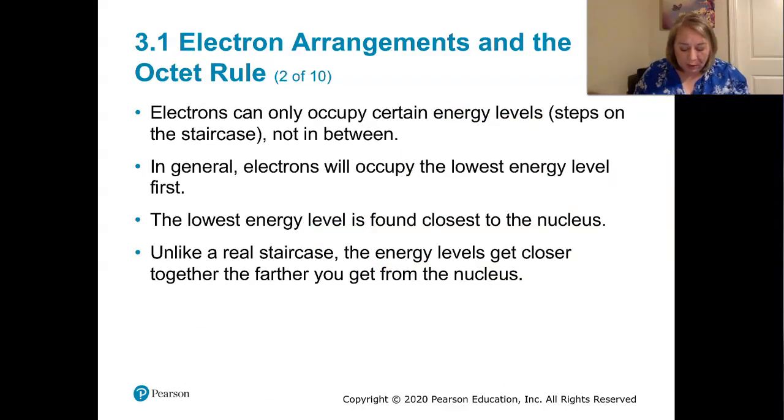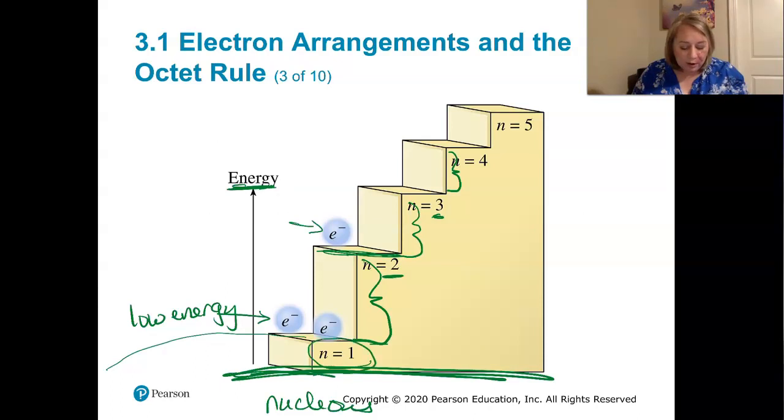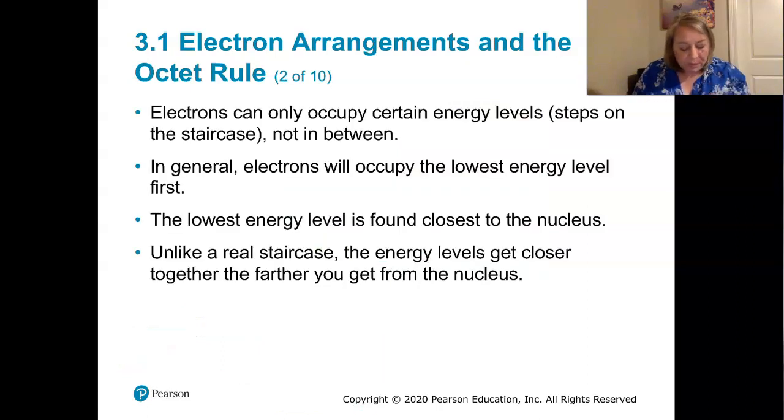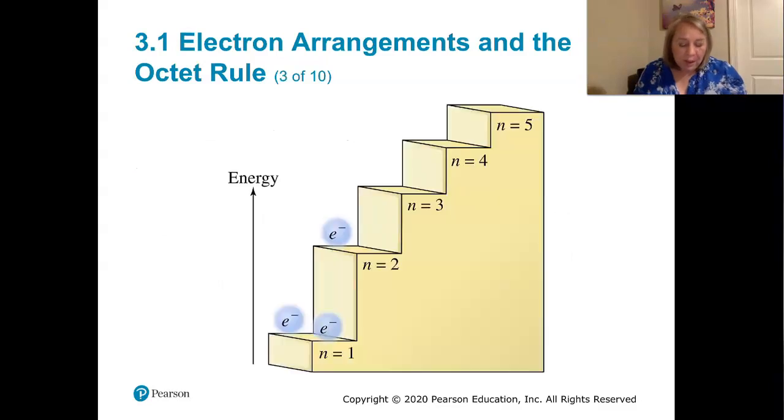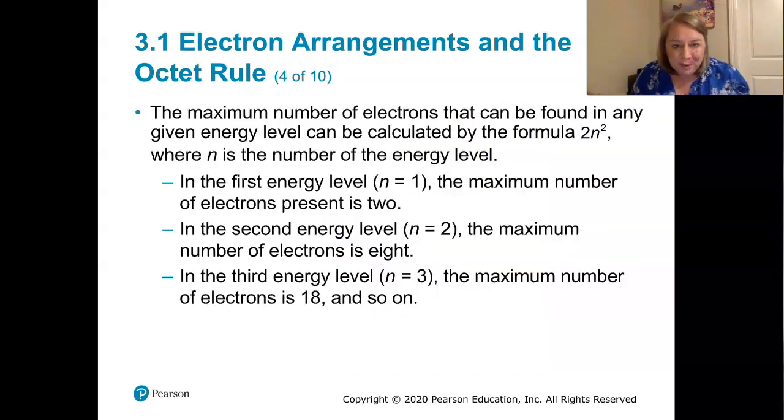So if we look at our staircase, right here is our energy level that's closest to the nucleus that has the lowest energy. And that's our first energy level. Okay? And unlike a real staircase, the energy levels are going to get closer and closer together the farther you get from the nucleus. That's just saying that our steps get smaller and smaller every time that we move. So you just have to understand the arrangement of electrons. And we're going to talk about each staircase and how many electrons they can hold. We go forward. All right.